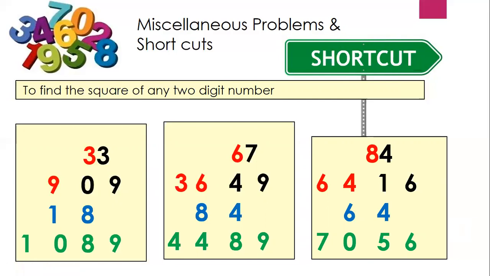By using this, you can find out the square for any 2-digit number in a short span of time. Unless you practice, you might find it a little bit difficult. But when you start practicing for more numbers, hardly it will take only 5 seconds to solve.